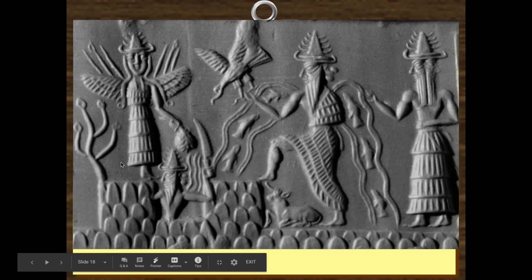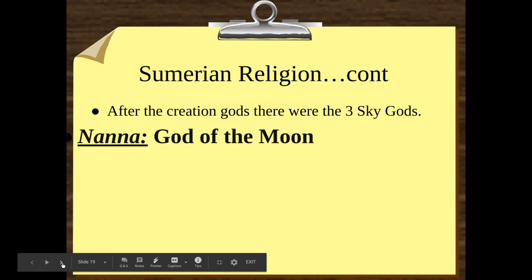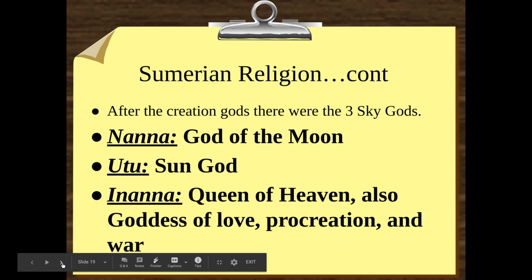This deity up here is part of the second tier of deities, referred to as the sky gods, and there are three major sky gods. Nanna, the god of the moon: the ziggurat of Ur that I showed you was dedicated in his honor. Most of the Sumerian city-states' ziggurats were dedicated to particular gods, and these gods get the most dedication. Utu is a sun god, later referred to by the Babylonians as Shamash and associated with laws.